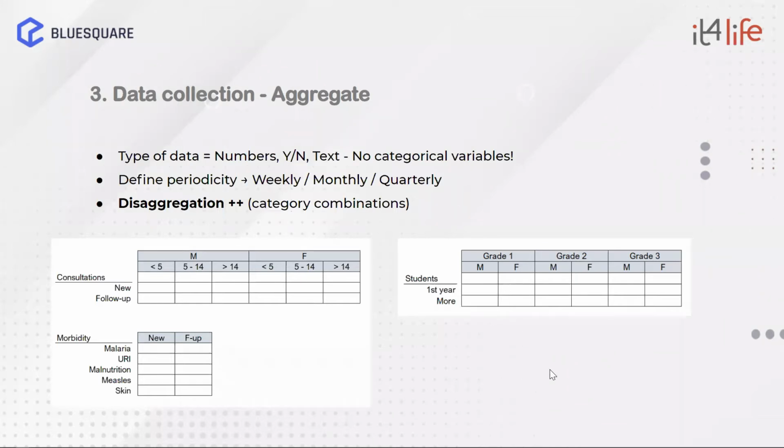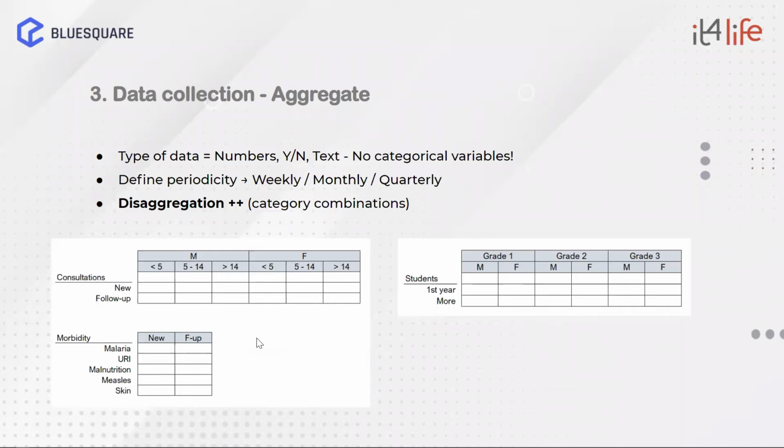So below in my slide, you see I have added one in a medical one. So I want to have the number of consultations, so the new and the follow-up consultations, split by gender and age category, but I can also have my morbidity by new and follow-up. So it's very flexible. You play with these categories depending on your needs.